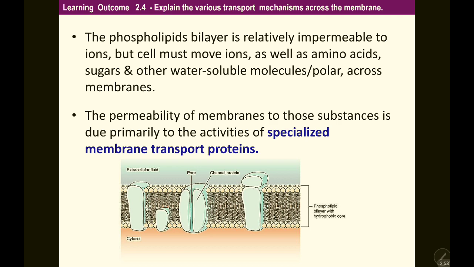The molecules which cannot go through the phospholipid bilayer easily can still go through the proteins here. We have some proteins embedded in the phospholipid bilayer, for example the channel protein here. This is a specialized protein for certain molecules to go through the membrane.